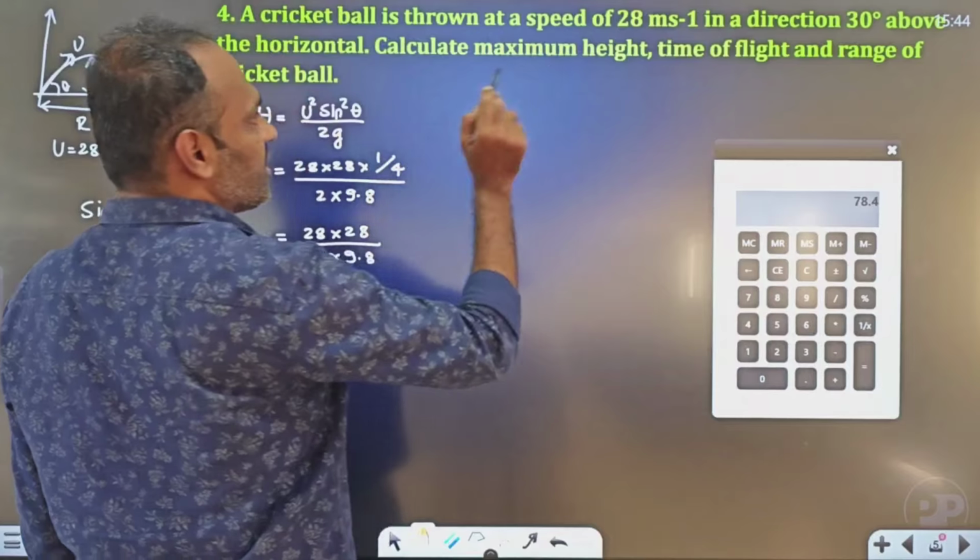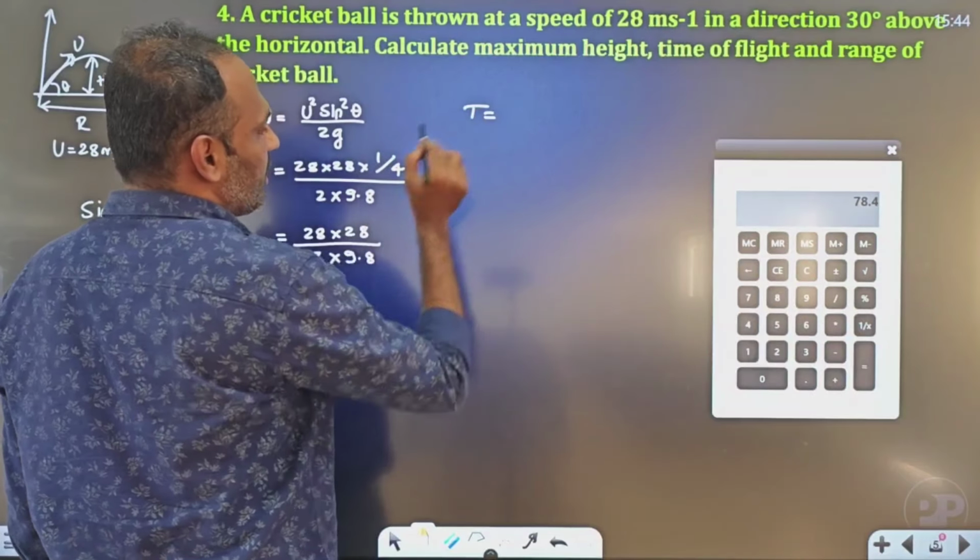Now you have calculated the height. Next, what do they ask? Time of flight. So what is the formula of time of flight?